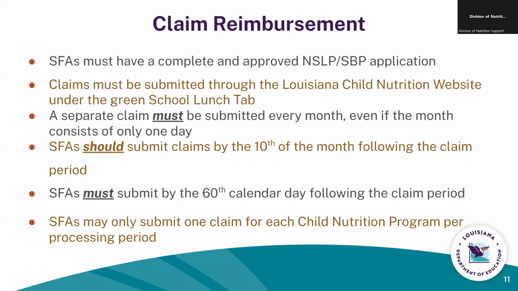Claims must be submitted through the Louisiana Child Nutrition website under the school lunch tab. A separate claim must be submitted every month, even if the month consists of only one day. School food authorities should submit claims by the 10th of the month following the claim period, and must submit by the 60th calendar day following the claim period. You may only submit one claim for each child nutrition program per processing period.